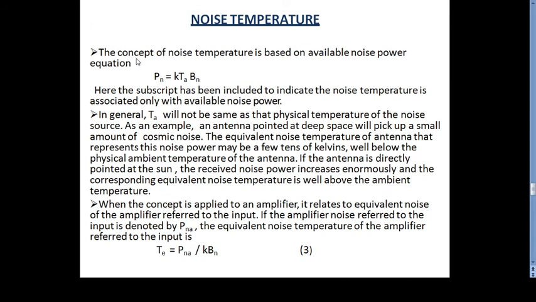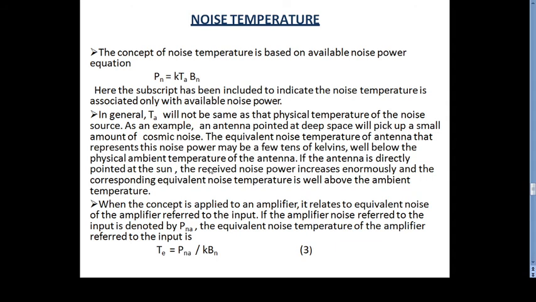The concept of noise temperature is based on the available noise power equation. So the noise power equation is equal to K T into Bn. Here the subscript A indicates the noise temperature is associated with the available noise power. TA will not be the same as the physical temperature of the noise source. As an example, an antenna pointed at deep space will pick up a small amount of cosmic noise, equivalent to a noise temperature of the antenna that will represent the noise power, maybe a few tens of kelvins.